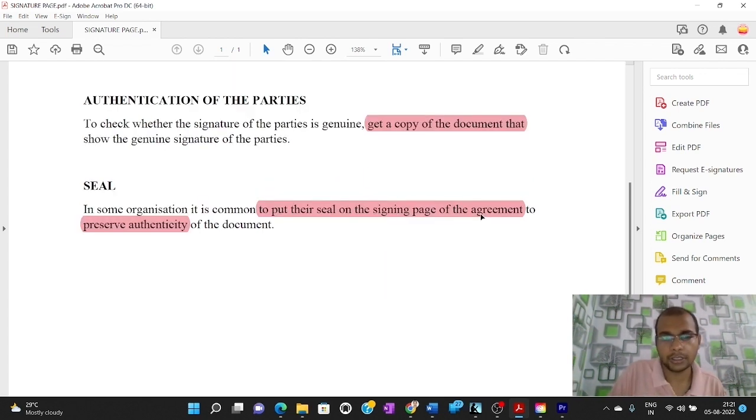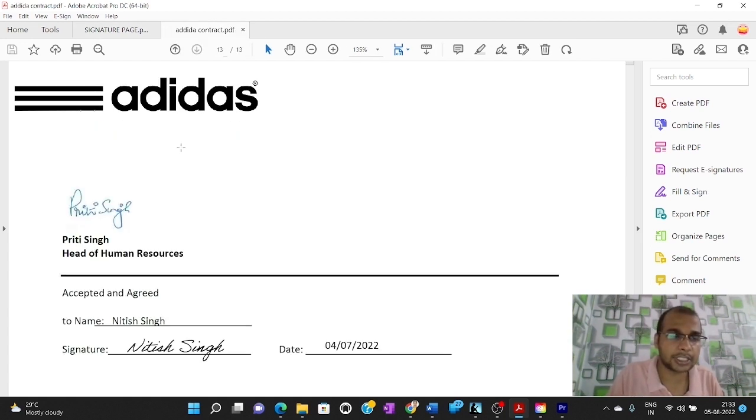In some organizations, it is common to put the seal on the signing page of the agreement so that the authenticity of the document can be preserved. Now look at your screen. This is the signing page of Adidas, and you can see the signature of Preeti Singh and the name of Preeti Singh and the head of human resource. This is the designation of Preeti Singh at the Adidas company. So if we are representing any corporate entity, then writing the designation is a must. On the other hand, Nitish Singh is an individual, so his designation is not required as he is not representing a company.